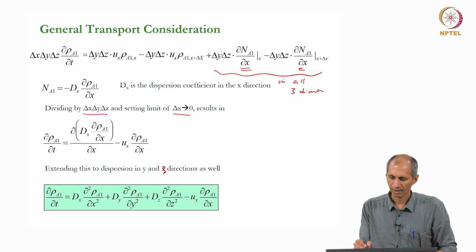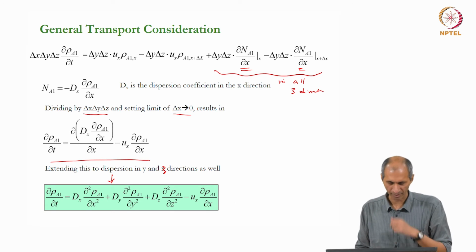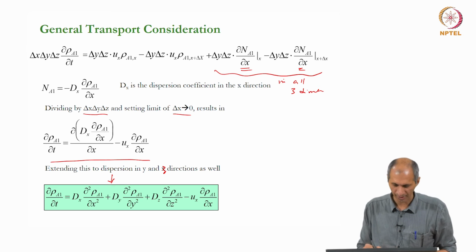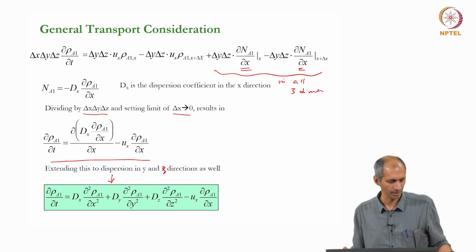We will write delta Na by delta y, delta Na by delta z terms also in this case. So, if I am only doing for x I get this equation, if I do the others I will get this extended equation. We have dispersion in all the three directions. This is where we stopped last class.